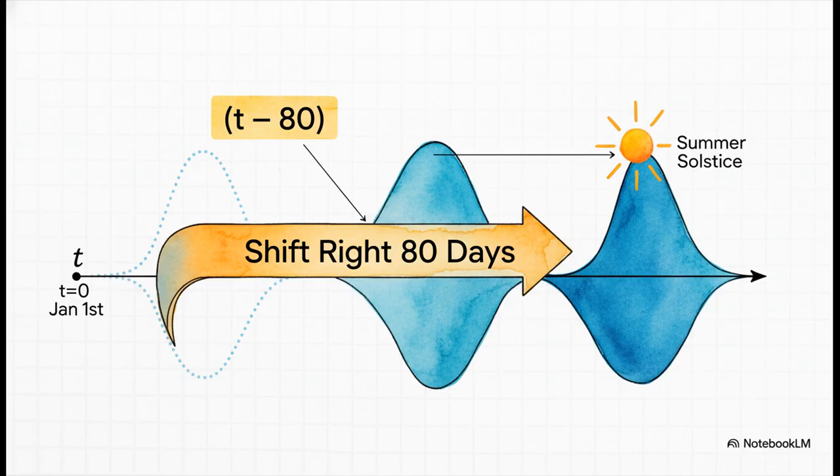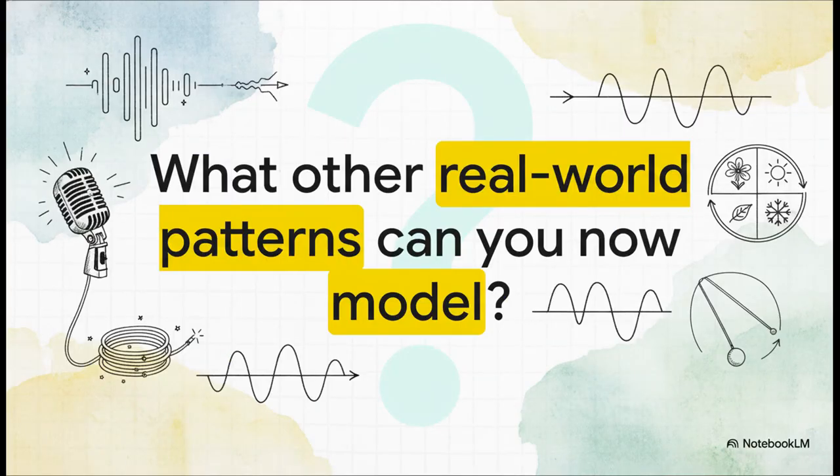It's amazing. So it turns out phase shifts aren't just some random thing in a math textbook. They are literally the tool we use to make our mathematical models line up with the real world, from the sound of an echo, to the electricity in our walls, to the changing of the seasons. Now that you know how to shift a wave, think about it. What other patterns and cycles out there could you now describe with math?